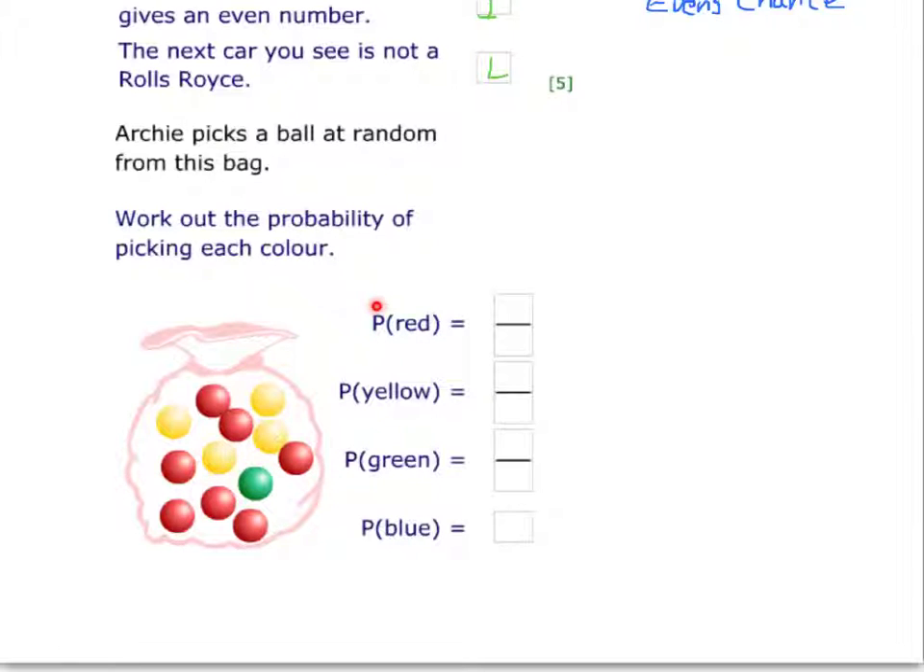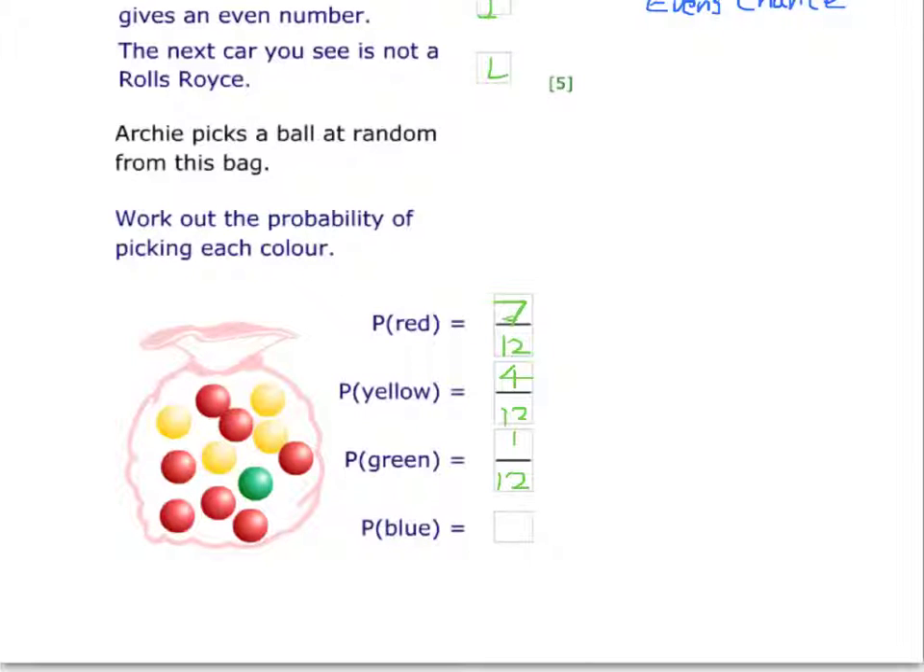Well, if we look in the bag, there's 1, 2, 3, 4, 5, 6, 7 red balls. But we need to think how many balls is that altogether. Well, altogether we've got 1, 2, 3, 4, 5, 6, 7, 8, 9, 10, 11, 12. So the probability that you pick a red ball is 7 out of 12. The probability of getting a yellow ball, well, if we count the number of yellow balls, 1, 2, 3, 4, that is 4 yellow balls out of a possible 12 altogether. Green balls, that is only 1 green ball out of a possible 12.